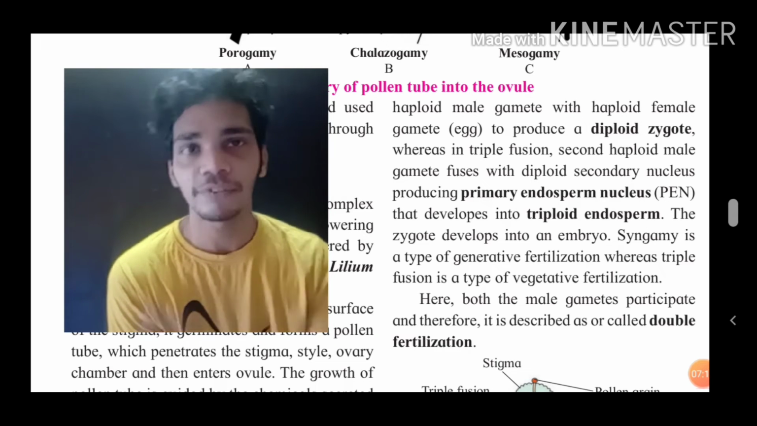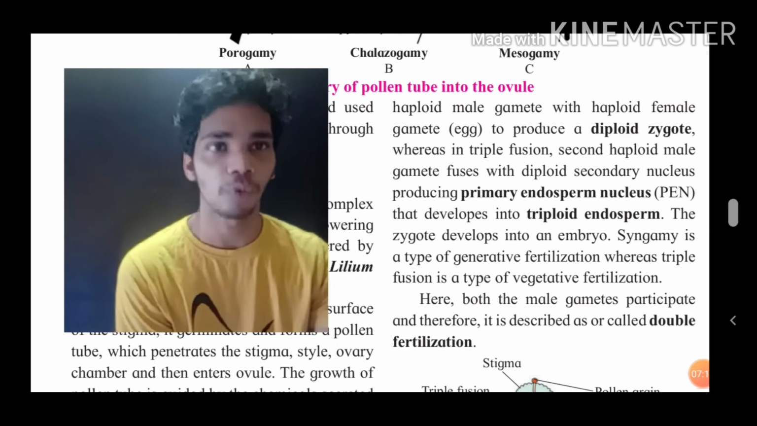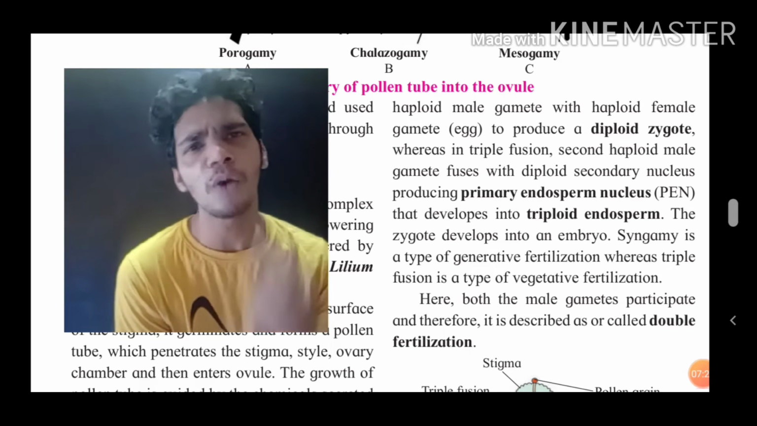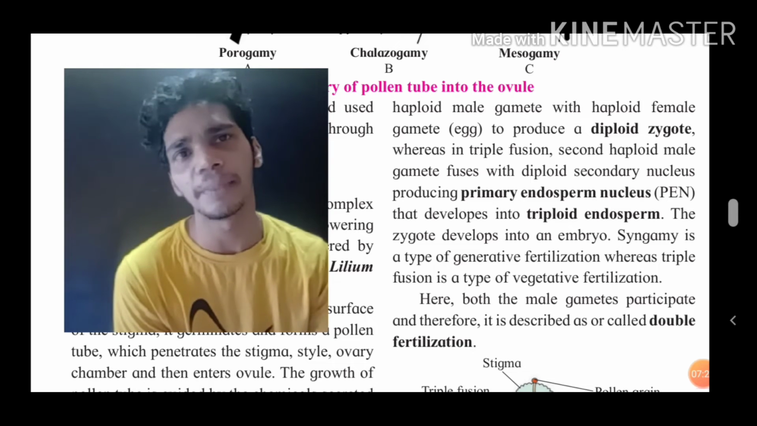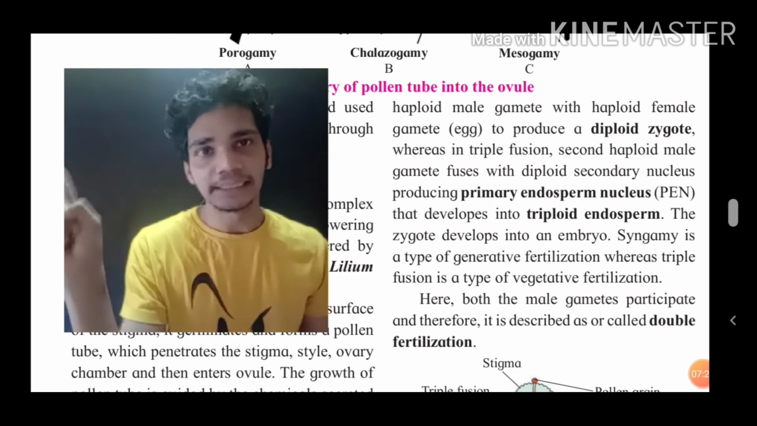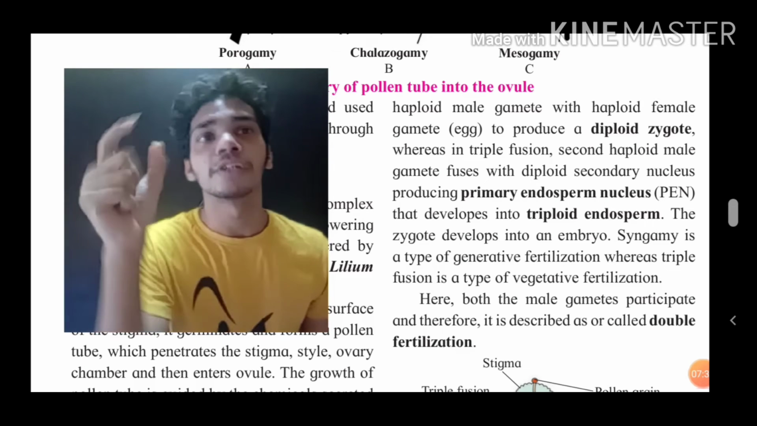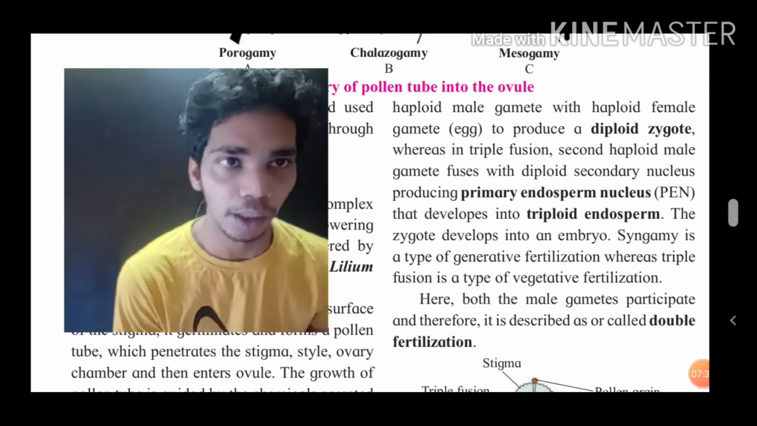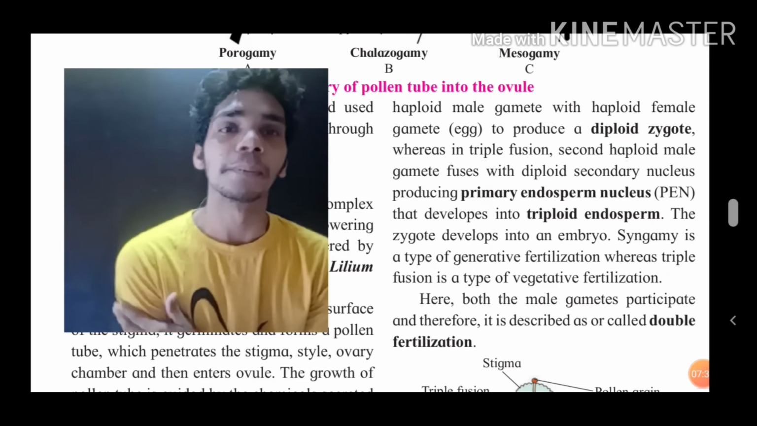One is vegetative, where male and female gametes are not involved. Here both the male gametes participate. How can you say that both the male gametes are participating? Because one gets fused with the egg cell, and another gets fused with the secondary nucleus to form the PEN, and ultimately forms the triploid endosperm. So it is described as double fertilization.